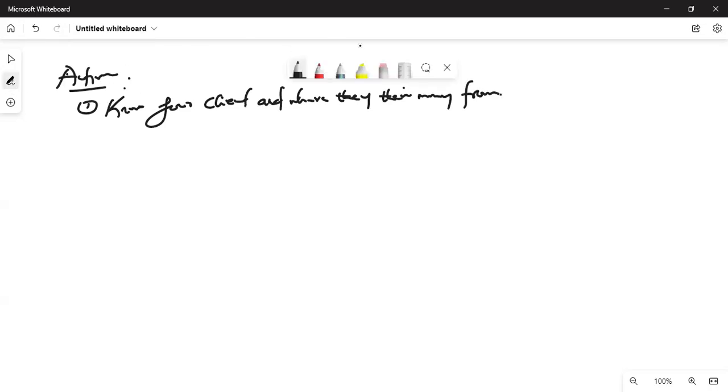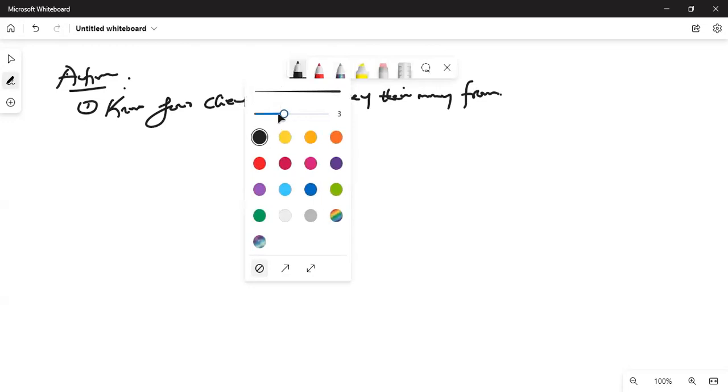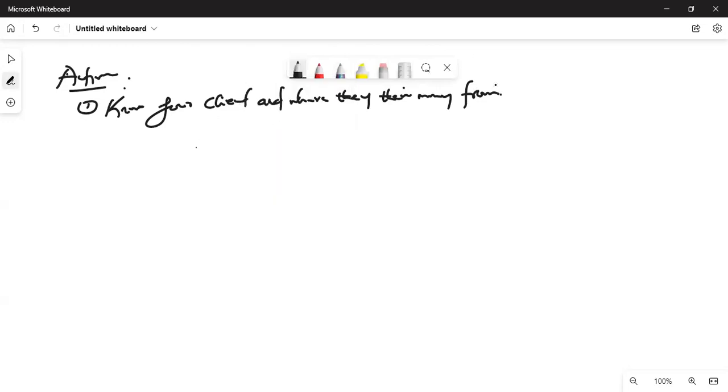My pen is too thick. Let me just reduce it. So you're supposed to know where they get their money from, and that is very, very important. This aspect of it is very important.